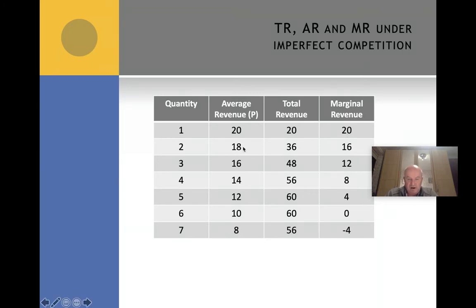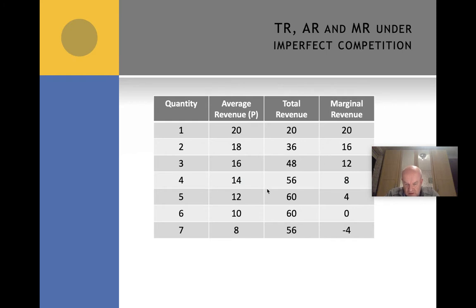Okay, where we've got average revenue at £18. Remember, to get our total revenue, we're taking the average revenue and multiplying it by the quantity, in this case 2, to get a total revenue of 36. The marginal revenue in this instance is the difference between our two total revenue figures, and so we've got 16 as our marginal revenue. Okay. Then our average revenue comes down to 16, but our total revenue is still increasing at 48, and our marginal revenue, the amount of extra revenue we're generating, in this instance is 12.